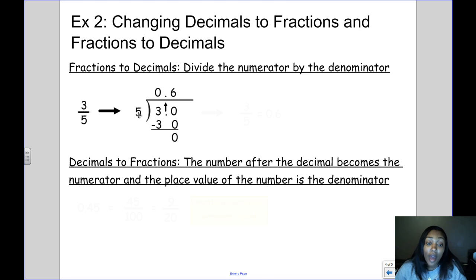And then when I divide 5 into 3, I'm going to have to add a decimal and a 0 and bring the decimal up, which will give me an answer of 6/10. So that means that 3/5 as a decimal would be 6/10.